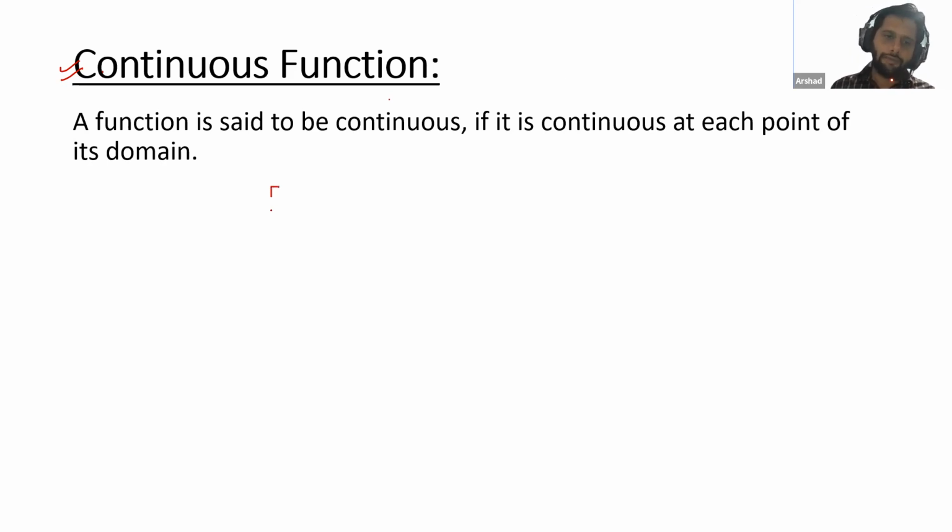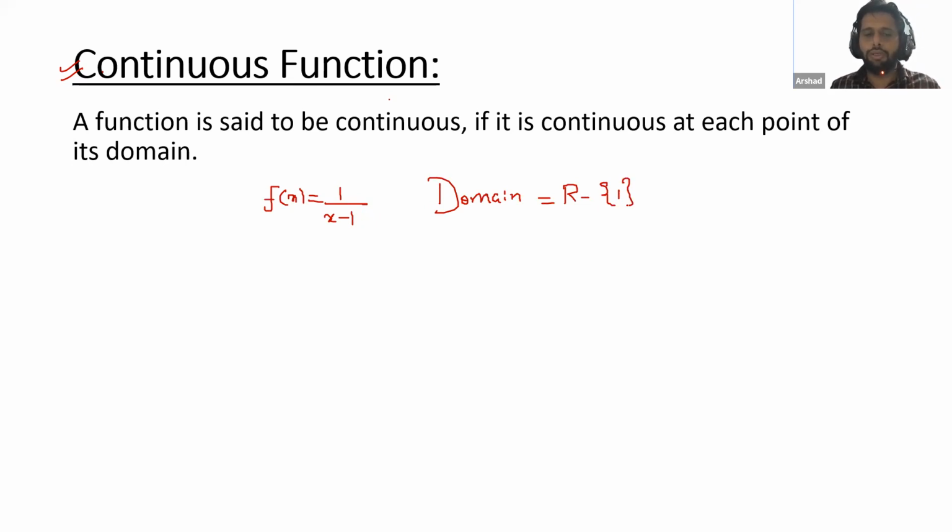For example, f(x) is equal to 1 by x minus 1. I already told you that in the denominator we should never have a 0. So what is the domain of this? Domain is all real numbers except 1. In the denominator, you can't put the 1. So this is the domain, and we need to check that on this complete domain the function is continuous or not. In the previous questions, we checked whether the function is continuous at one particular point, while in this topic, we have to check whether the function is continuous throughout its domain.